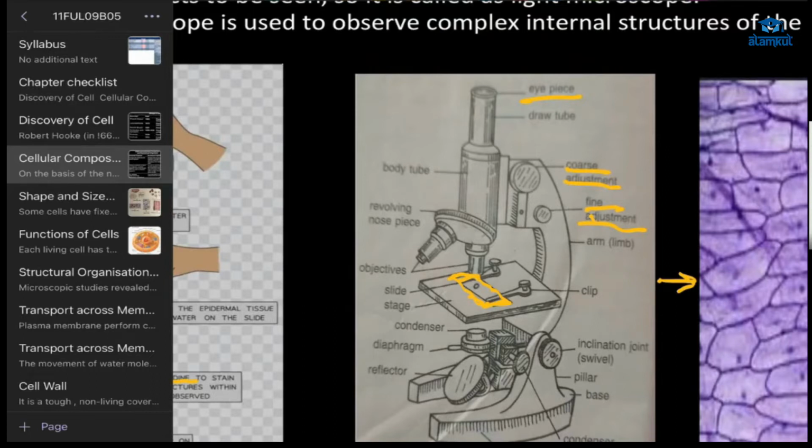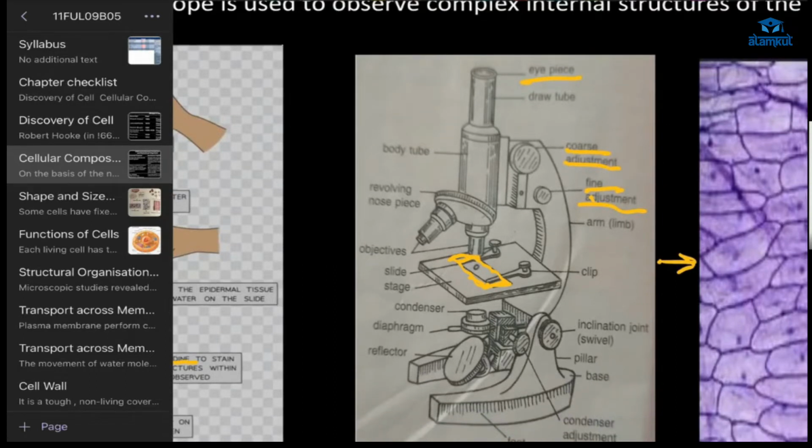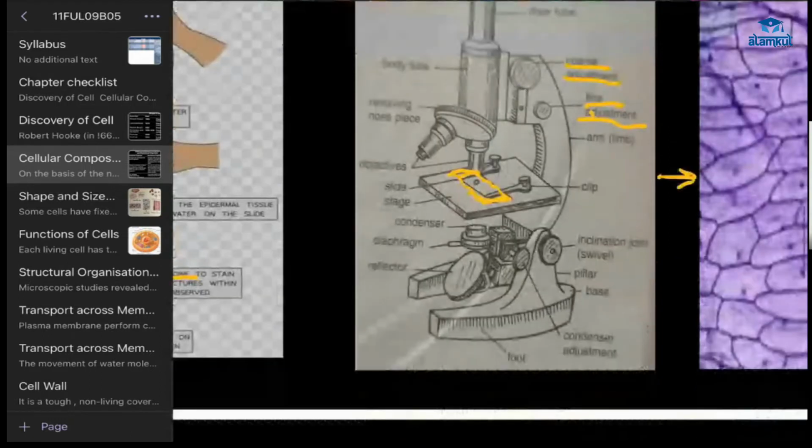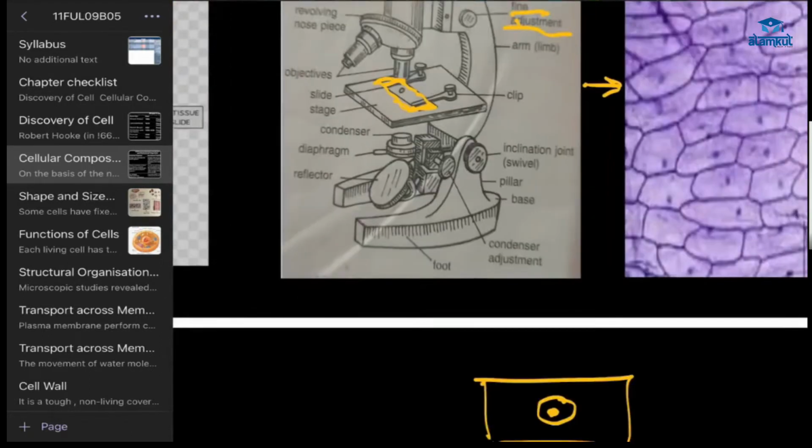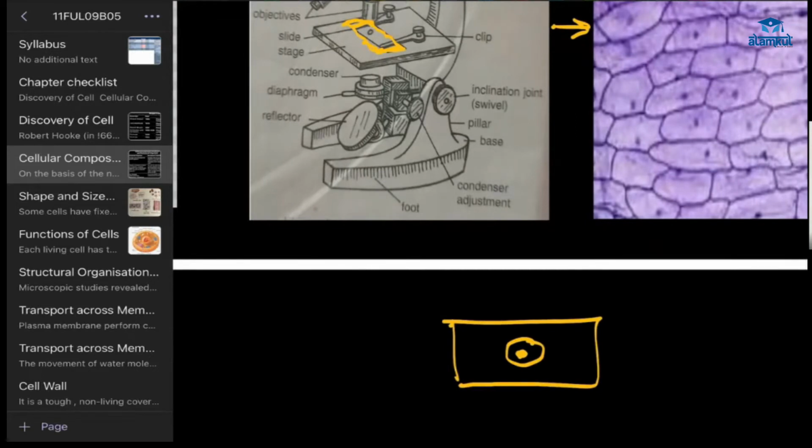Okay, we put our eyes here, and this is the coarse adjustment. We adjust the specimen, and the fine adjustment. We adjust the complex structure of the specimen.